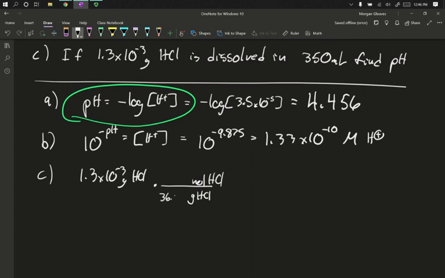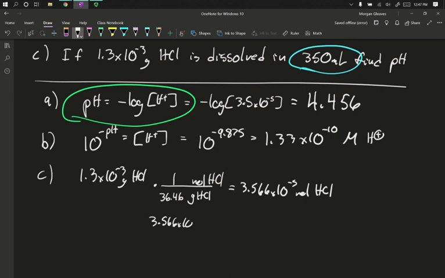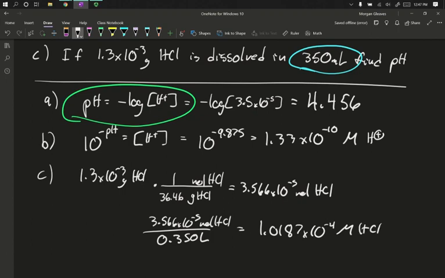I need to get out of grams of HCl and into moles of HCl. Approximately 36.46 grams of HCl in every 1 mole, which comes out to 3.566 times 10 to the minus 5 mole of HCl. That is in 350 milliliters, or 0.35 liters. So 3.566 times 10 to the minus 5 moles of HCl over 0.35 liters of solution gives us 1.0187 times 10 to the minus 4 molar HCl.